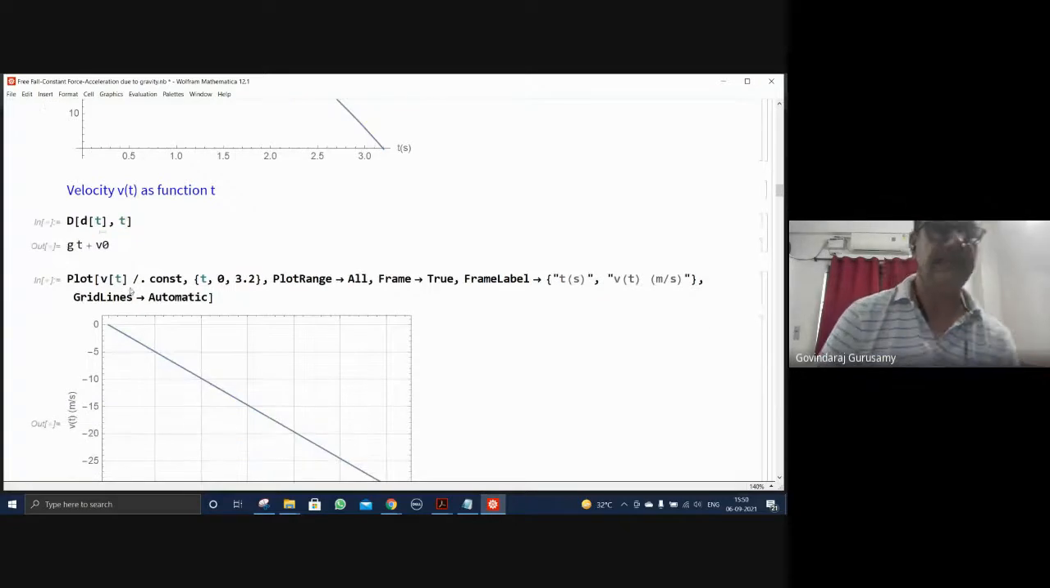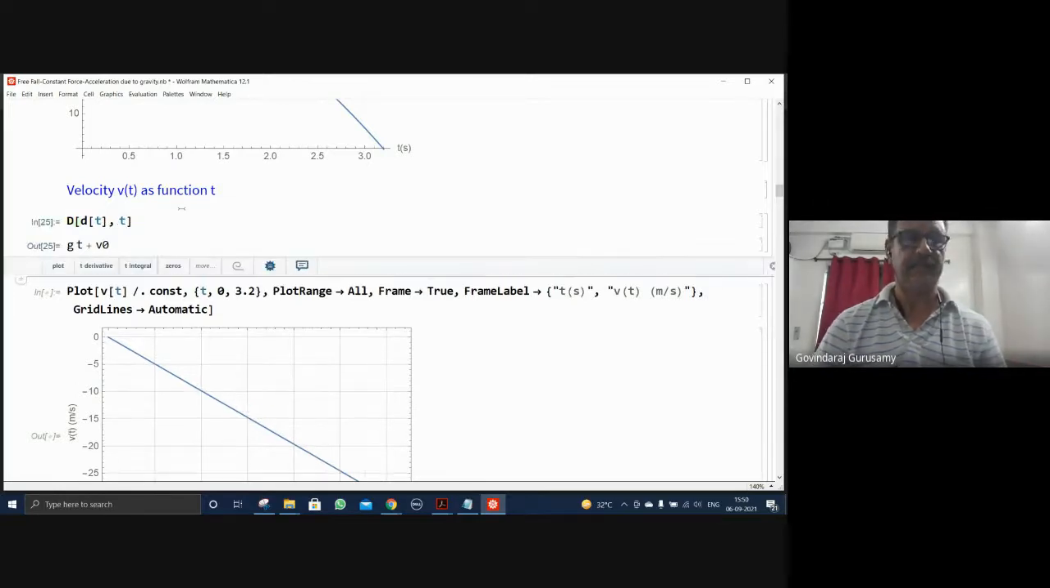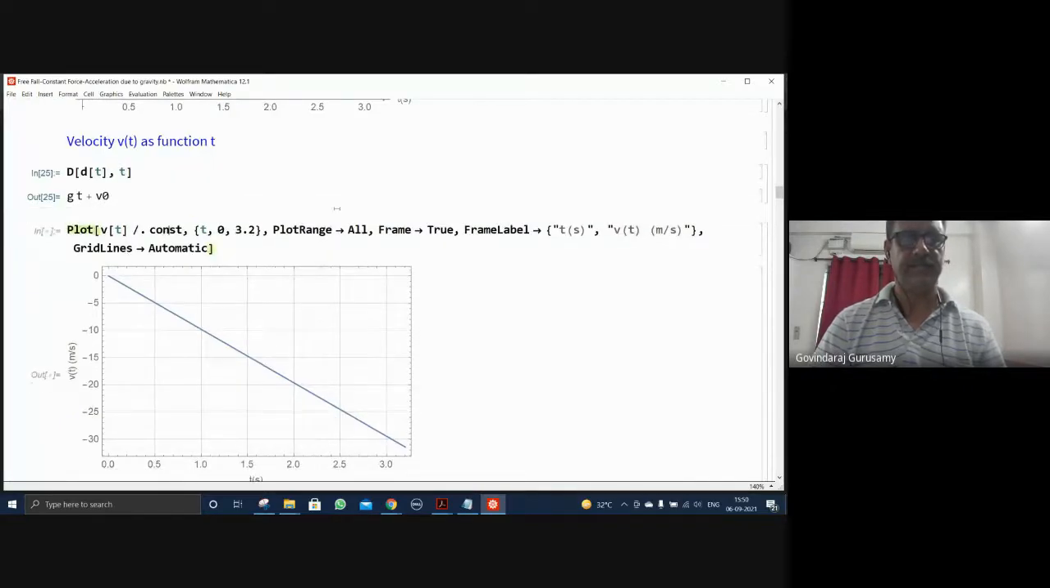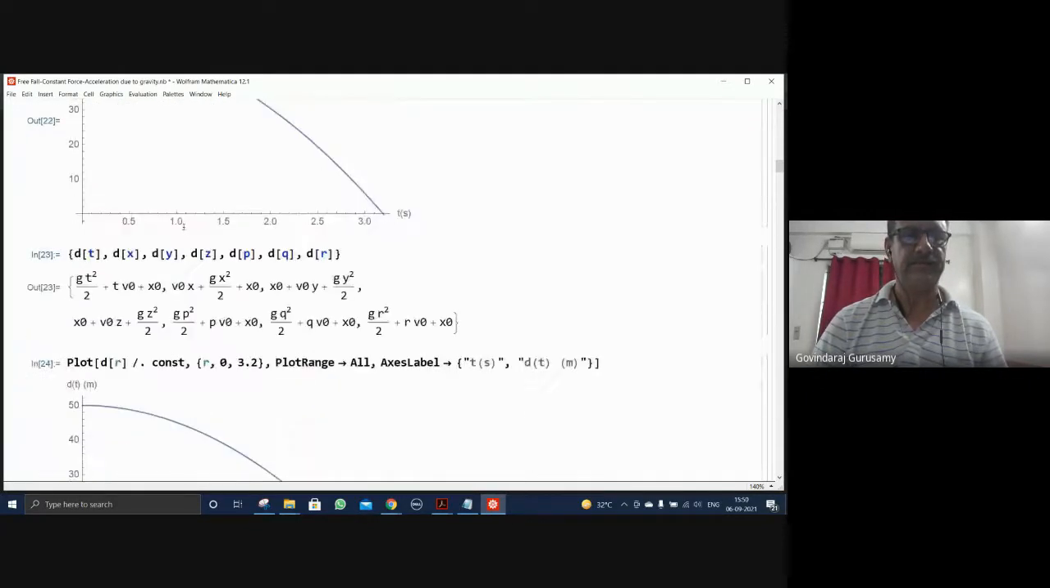Right, next, velocity. Of course, we know we take d of dt of t, the derivative with respect to time. So this is represented like this, and I'll get a velocity curve. Correct? This is the velocity. Now I'm going to plot it. These constants are used here, which are already defined.